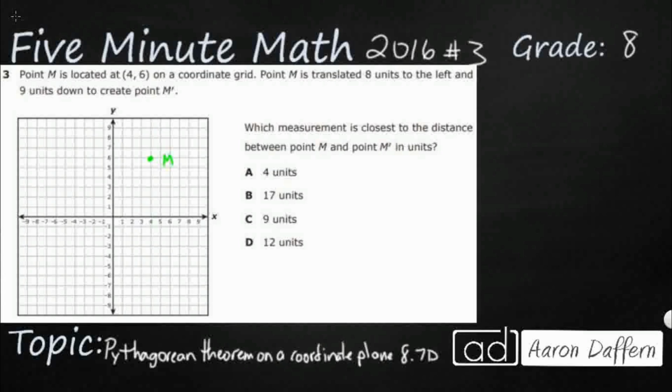Then point M is translated 8 units to the left and 9 units down. Okay, so 8 units to the left is going to get me to -4. And then I'm just going to put a little dot right there to keep track, and then 9 units down, so that's going to get down to -3. All right, so this is M prime.